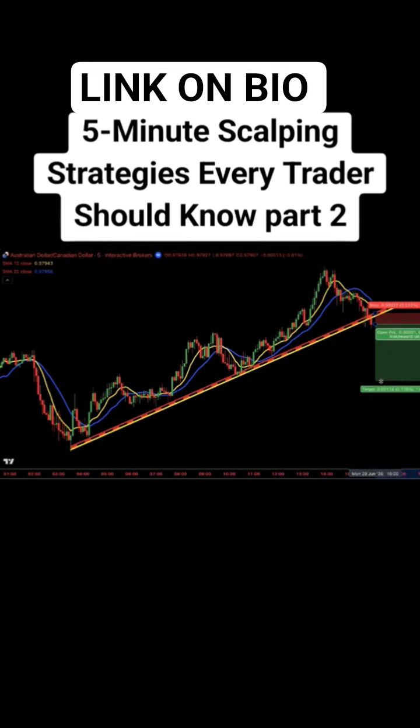For the exit, remain in the trade until a candle closes above the 10 simple moving average, which signals that bearish momentum is weakening and that the downtrend may be coming to an end. Now, look at what happens next.